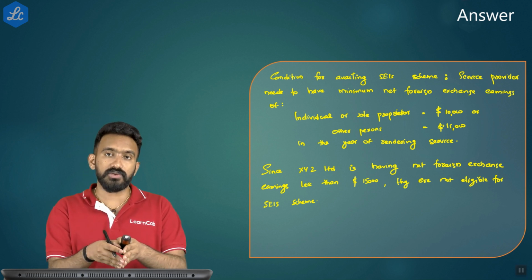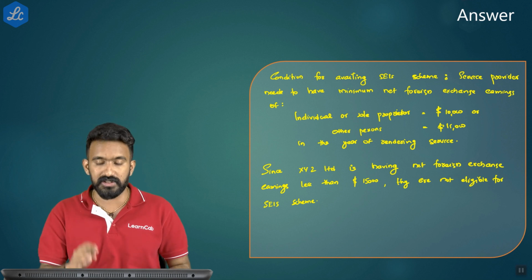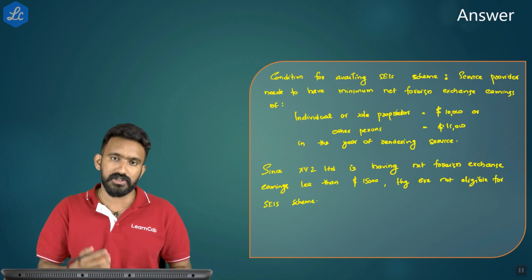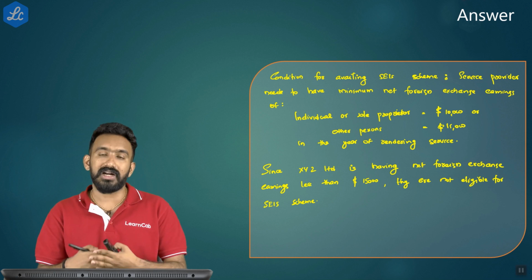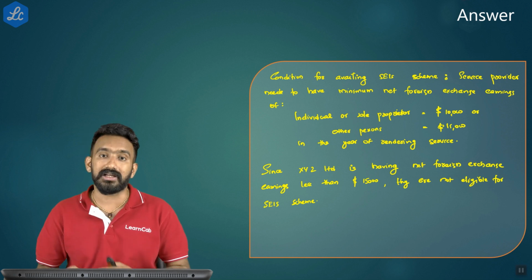And $14,000 they have, they would be eligible for the scheme. So in this particular case, they are not eligible because their net foreign exchange earnings does not satisfy the minimum net foreign exchange earnings condition in the year of rendering service. So we'll go to another question.